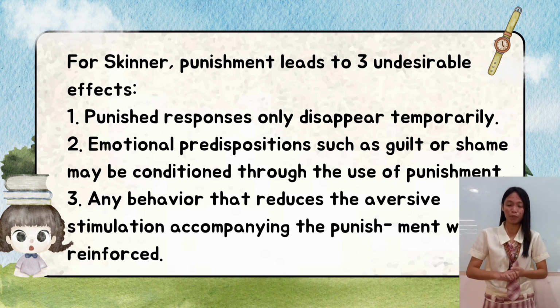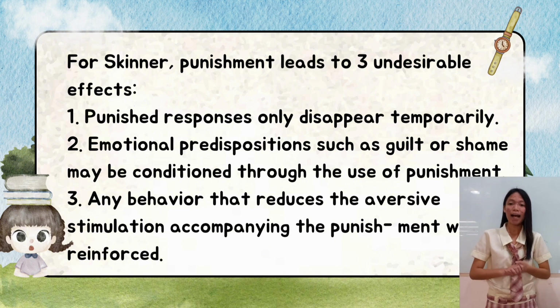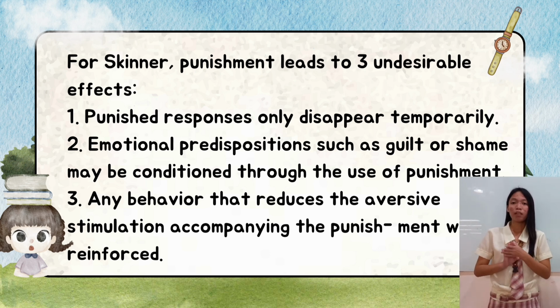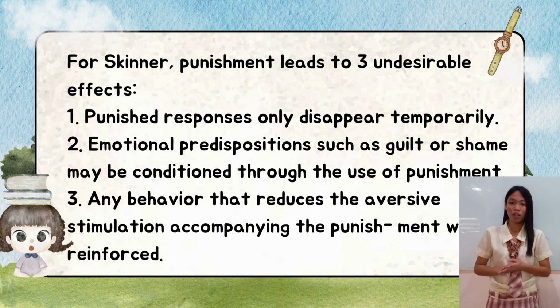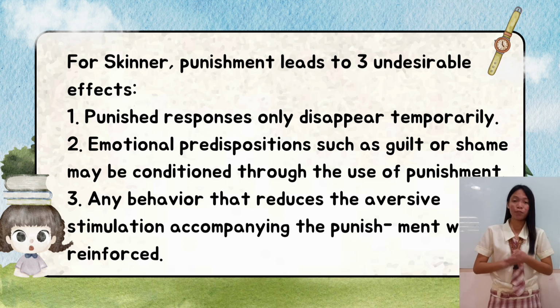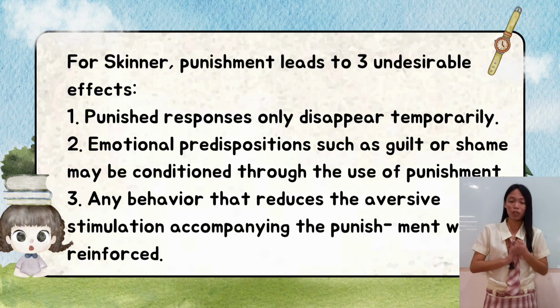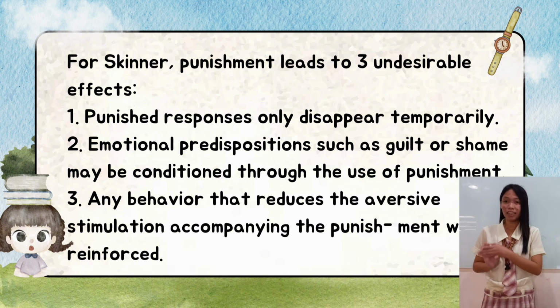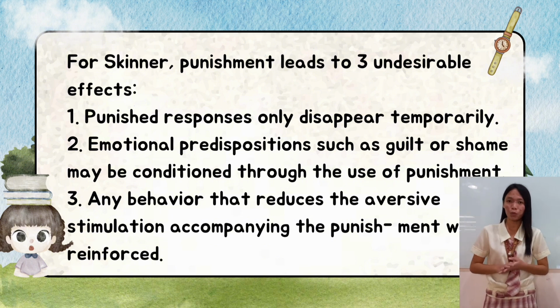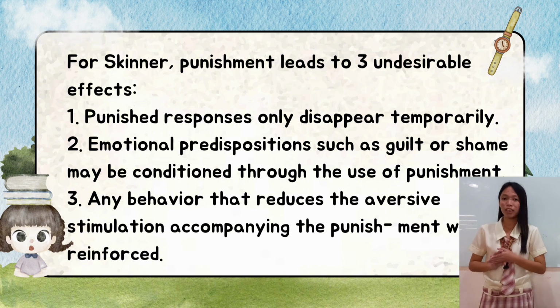Third, any behavior that reduces the aversive stimulation accompanying the punishment will be reinforced. When a behavior is punished, an individual might perform another behavior to escape or avoid the punishment. For instance, a student forgot to do his homework. To avoid the consequences, he started lying that he forgot it at home or misplaced it. Through lying, the student escapes the consequences.